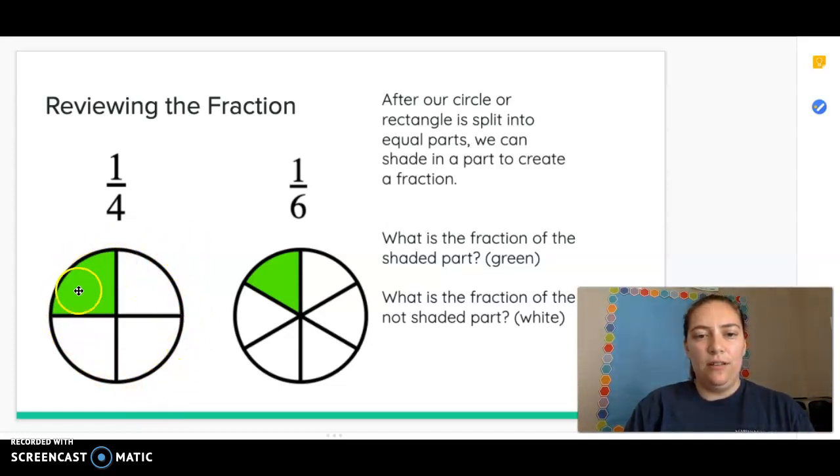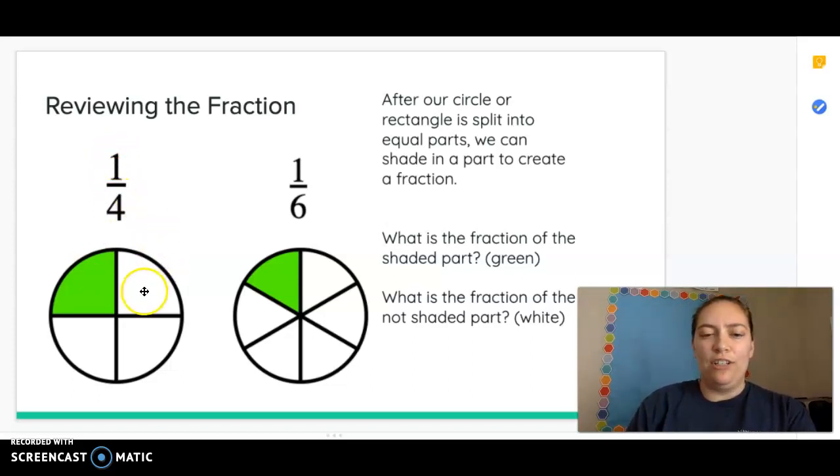So this is 4 parts, well, 4 in all. So 4 goes on the bottom. And then how many is shaded? 1. So what is the fraction of the shaded part? The shaded part would be the part that is a different color. In this case, it is green. So the fraction of the shaded part is 1/4.